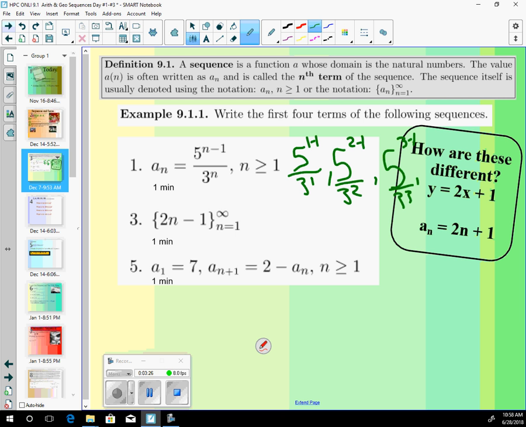This one, we start with a 1, so it'll be 2 minus 1. Then we put in a 2, 4 minus 1. Then we put in a 3, 6 minus 1. And then we put in a 4, 8 minus 1.